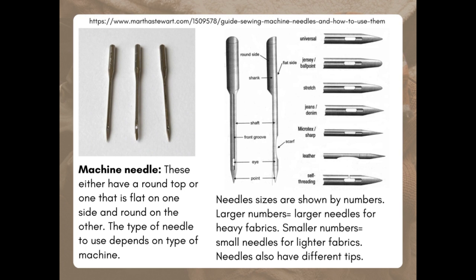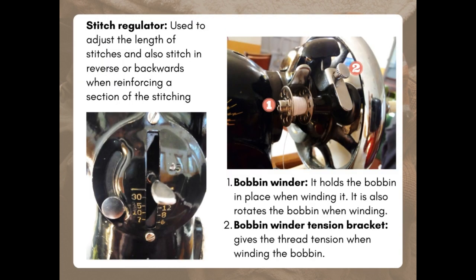Sewing machine needles have numbers that indicate their sizes. For example, the bigger the size number, like 90/14, the bigger the needle, and big needles are suitable for heavier fabrics, whereas the smaller the size number of the needle, like 60/8, the smaller the needle, which is suitable for finer or light fabrics. Sewing machine needles also have different tips depending on their purpose. Some are sharp pointed and others are blunt tips.